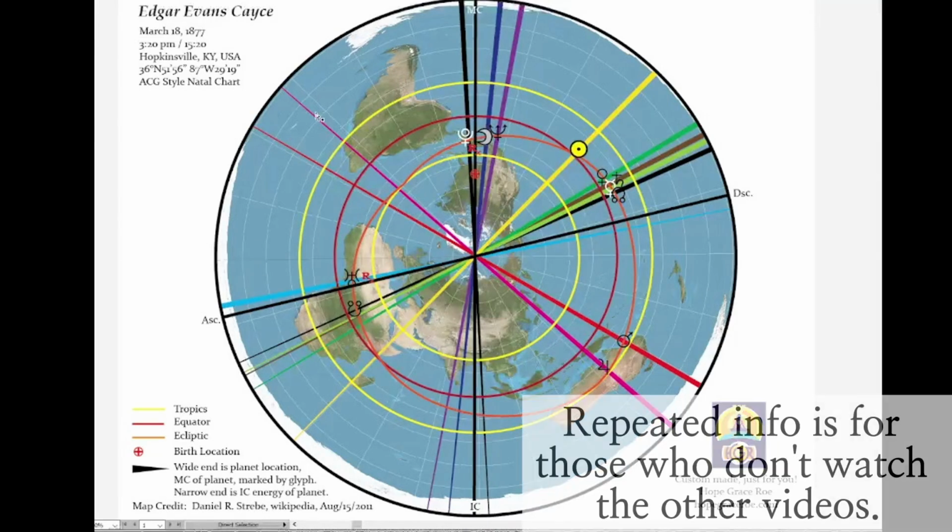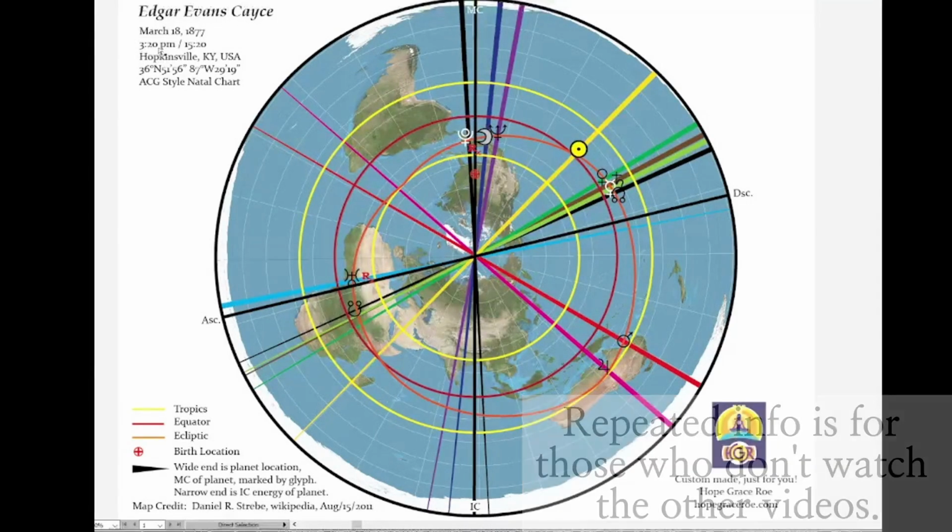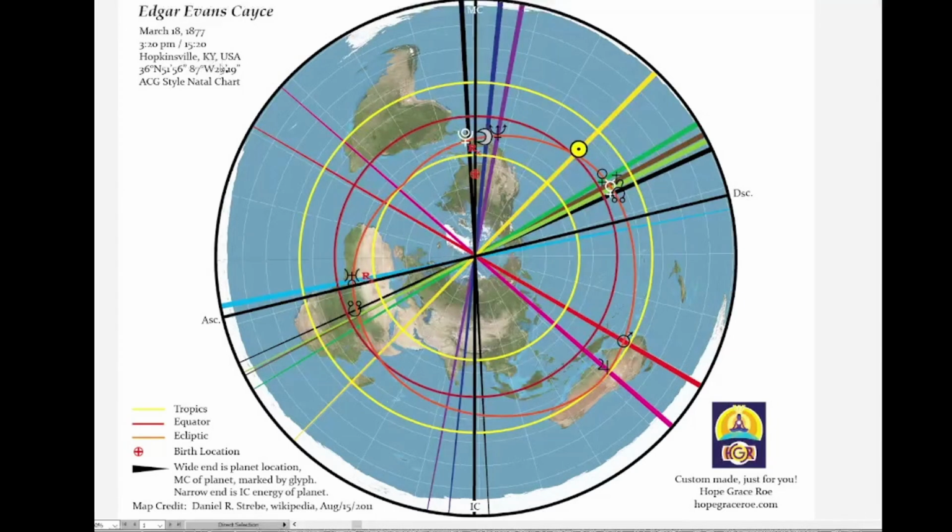But again, this is Edgar Cayce's chart. He was born at 3:20 p.m. in Kentucky, USA. So here's the United States.